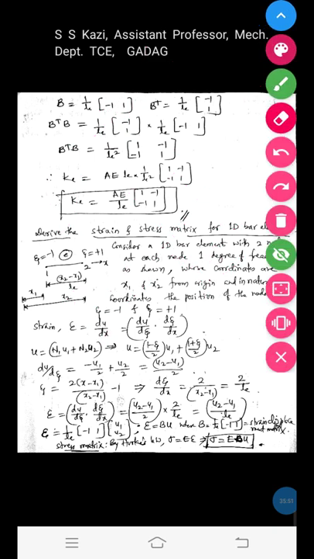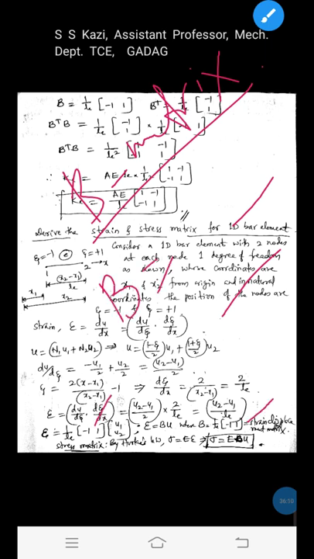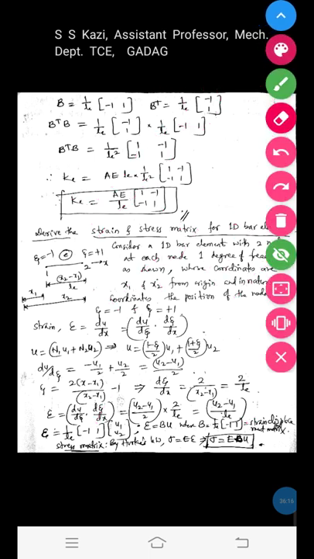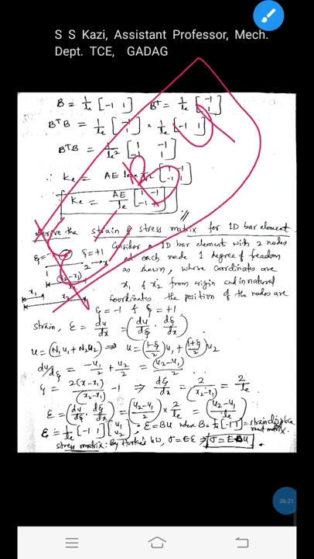In the question paper you may be asked to derive only the B matrix. Then you have to follow the same derivation for the strain matrix, and up to this much you derive. After that you just represent B is equal to 1 by Le into [minus 1, 1]. This is the strain displacement matrix, the B matrix. Therefore strain is equal to Bu. Just now in the previous derivation using the potential energy approach, we wrote the strain as B into U, where B is the strain displacement matrix.